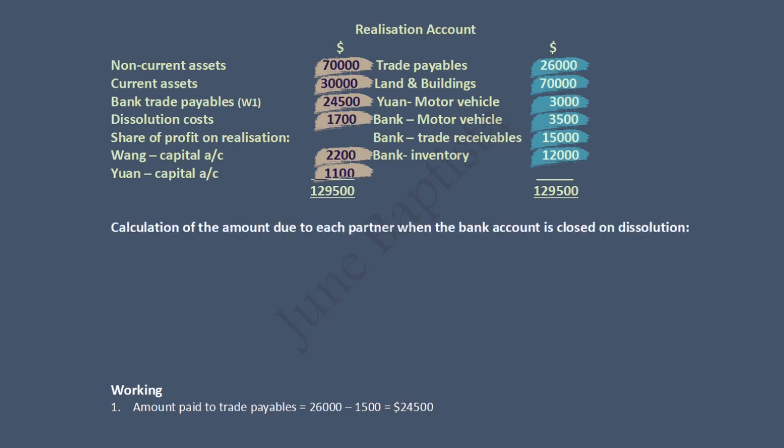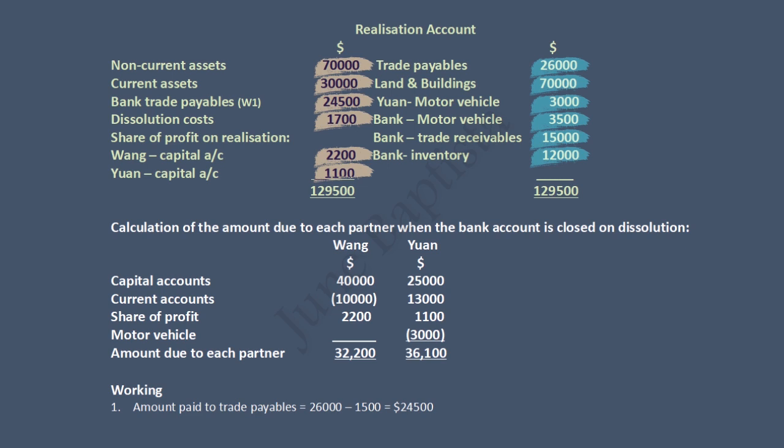Let us now calculate the amount due to each partner when the bank account is closed on dissolution. Let us look at Wang's account first. His capital account balance was $40,000. He had a deficit or a debit balance of $10,000 on his current account, and his share of profit on realization was $2,200. Therefore, the amount due to Wang is $32,200.